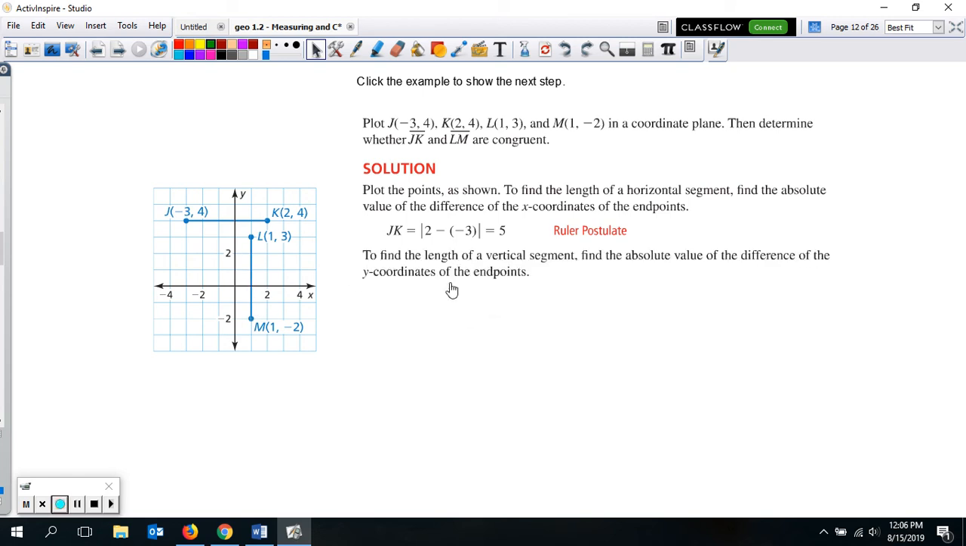We would say they're both 5, so since their lengths are equal, we can say then that the segments are congruent. So you can make a little statement out of that right here. Here's your answer, is the statement that segment JK is congruent, using that symbol, to segment LM.